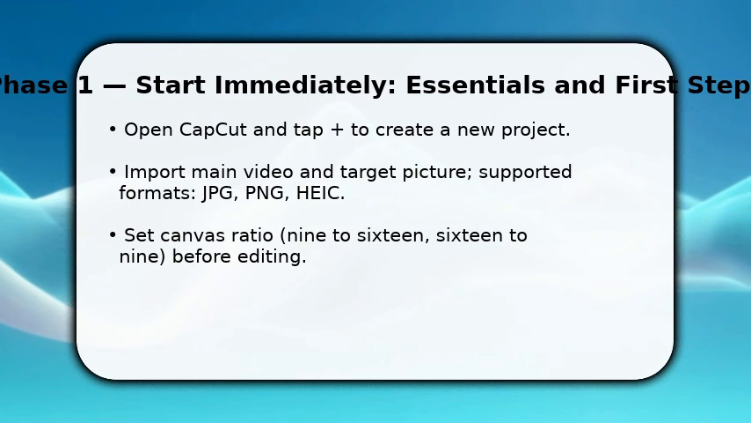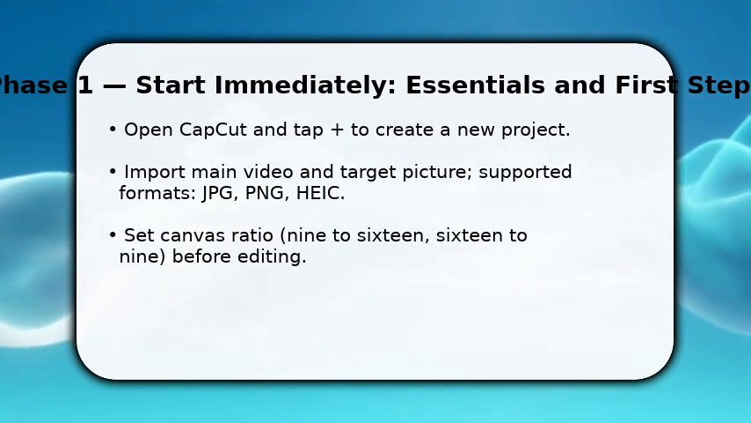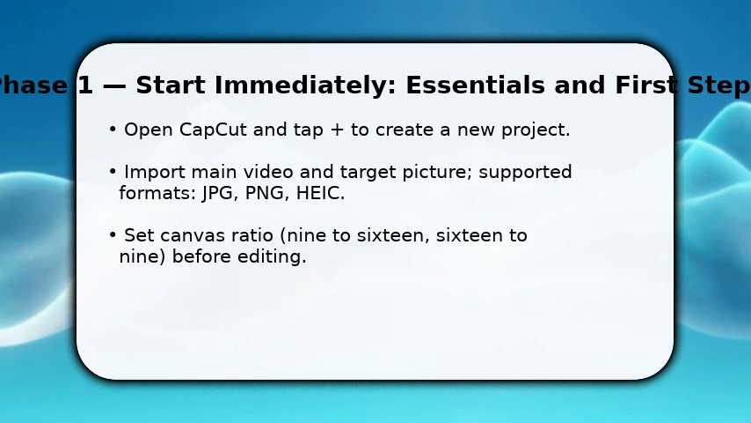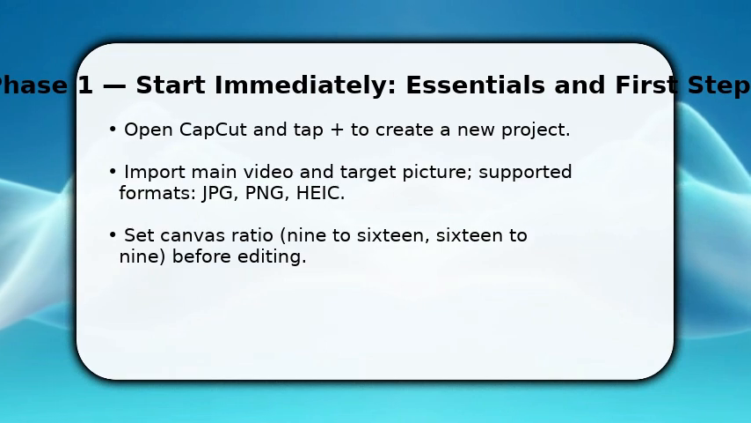Next, set your canvas ratio, choose 16:9 for YouTube or 9:16 for Reels, because this determines how the picture will scale and where it sits on screen. Once done, drag the picture onto the timeline above the video to begin placement.